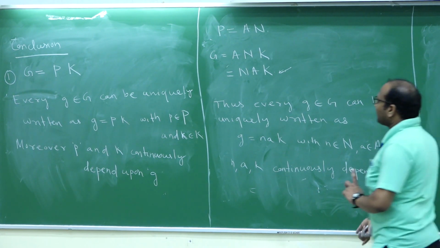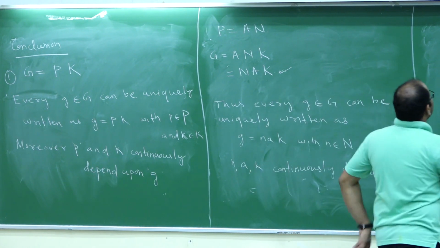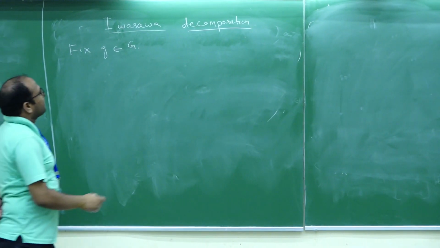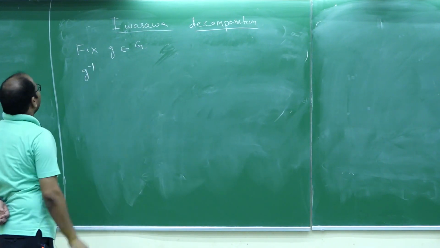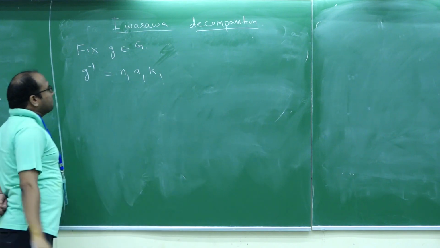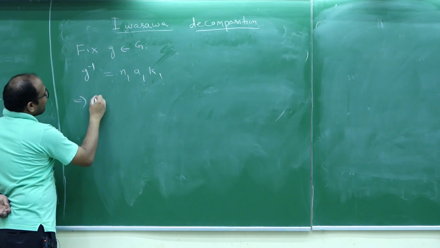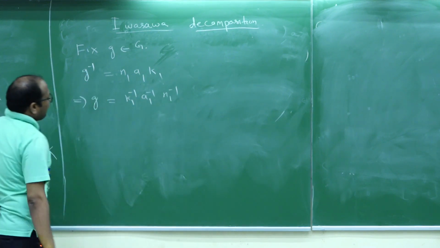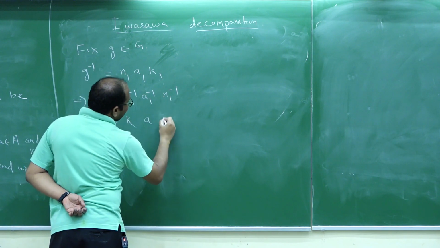So we want to get that G is equal to KAN. If you take an element of G, then you will get K. But I am saying that G belongs to G, so that means this G inverse has an NAK decomposition. So G inverse can be written as N1, A1, K1, and this N1, A1 and K1 are unique. If you take the inverse on both sides, G will be K1 inverse, A1 inverse and N1 inverse. And you call this K1 inverse as K, this A1 inverse as A and N1 inverse as N.